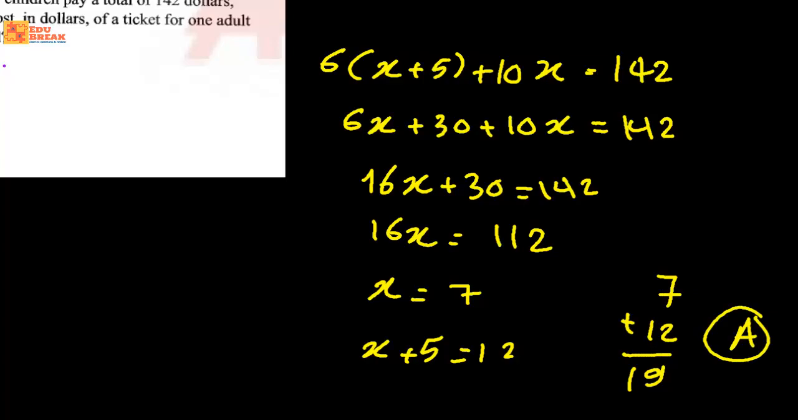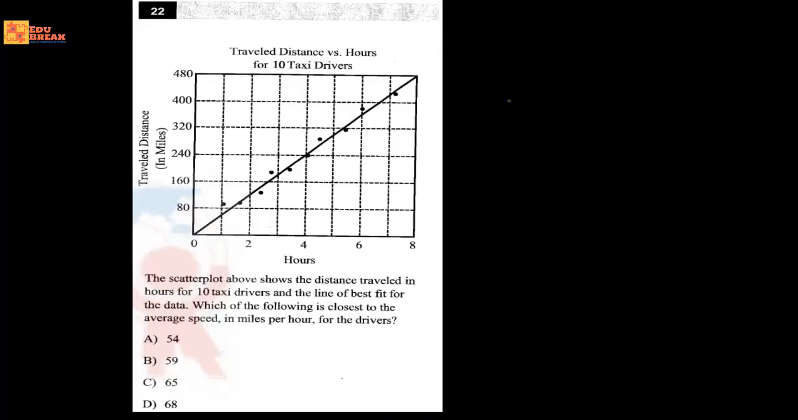Question 22. The scatter plot above shows the distance traveled in hours for 10 taxi drivers, with the line of best fit for the data. Which of the following is closest to the average speed in miles per hour for the drivers?